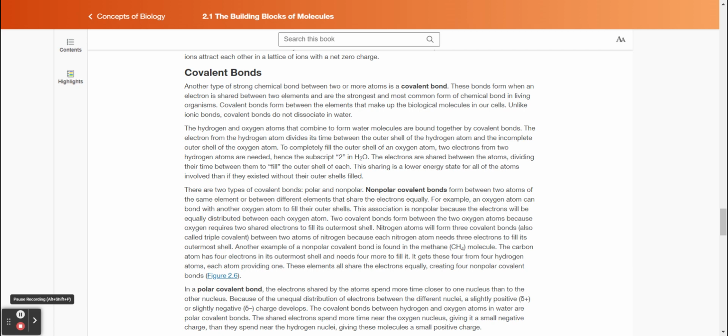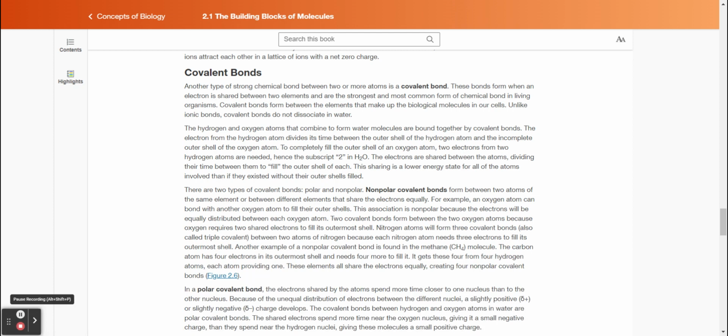Covalent bonds. Another type of strong chemical bond between two or more atoms is a covalent bond. These bonds form when an electron is shared between two elements and are the strongest and most common form of chemical bond in living organisms. Covalent bonds form between the elements that make up the biological molecules in our cells. Unlike ionic bonds, covalent bonds do not dissociate in water.